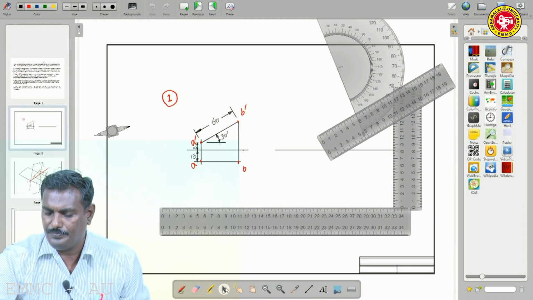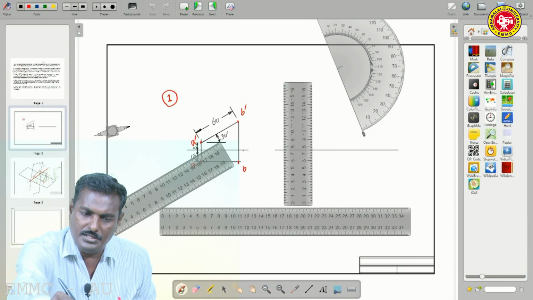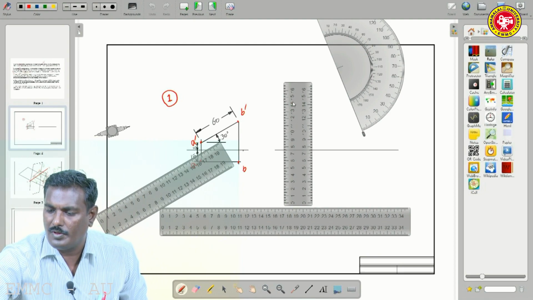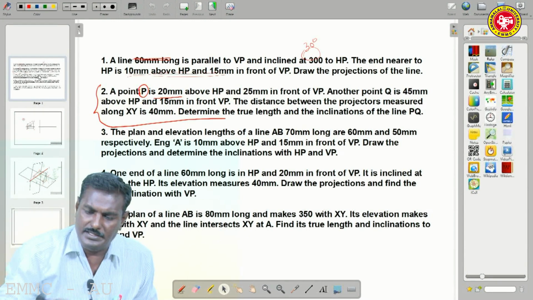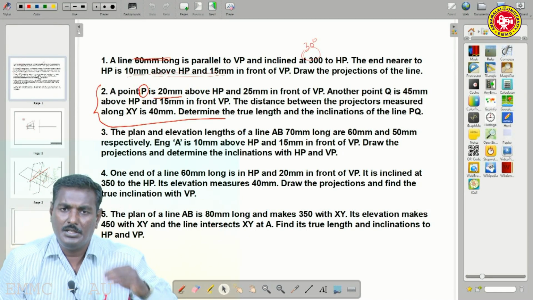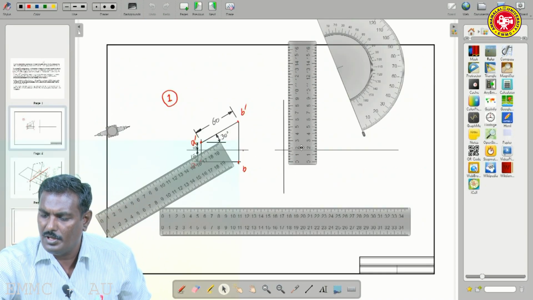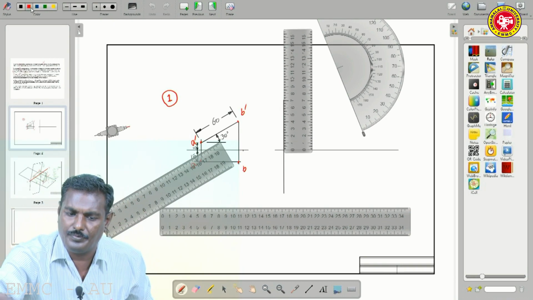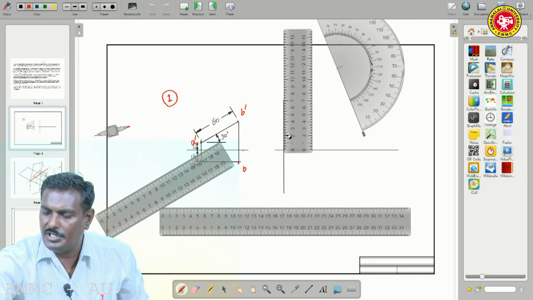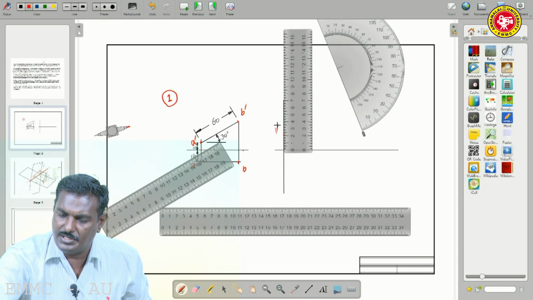We have to draw projectors above and below. In this you have to place, 20 mm above HP means 20 mm above the reference line. So, measure 20 mm above the reference line. Then we have to mark this as P dash.